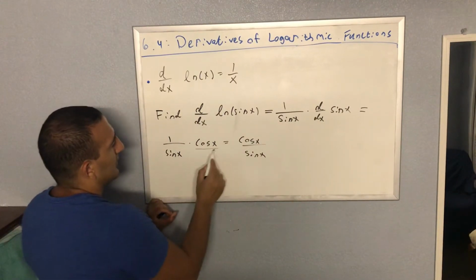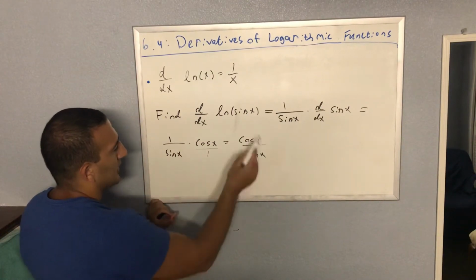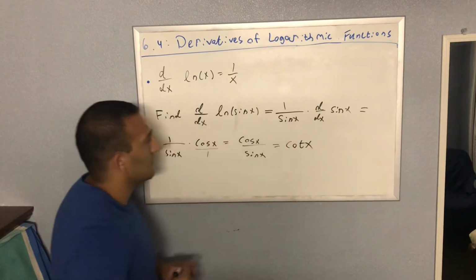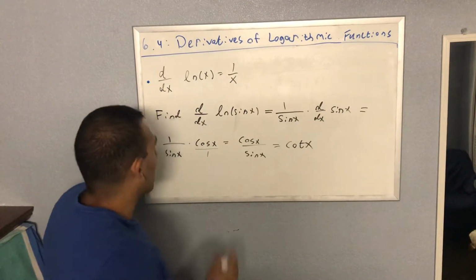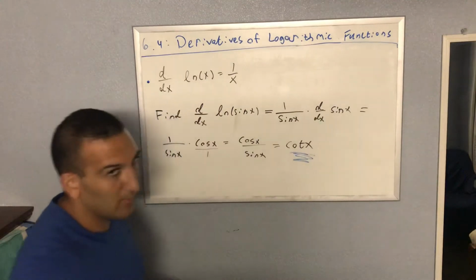Because this is technically over imaginary 1. You multiply the numerators, multiply the denominators, you get this. And when the dust clears, it's cotangent. So that's pretty interesting, the derivative of ln of sine x is cotangent x. That's pretty cool. Okay.